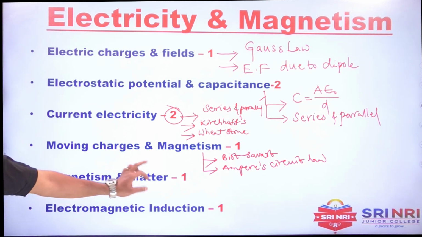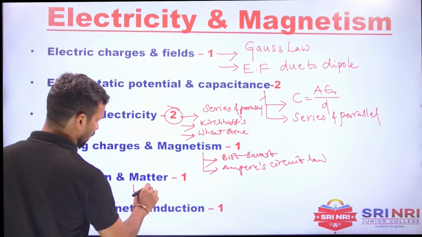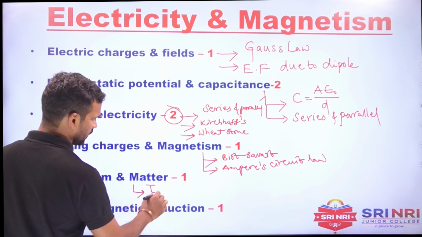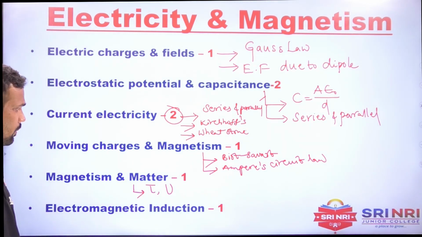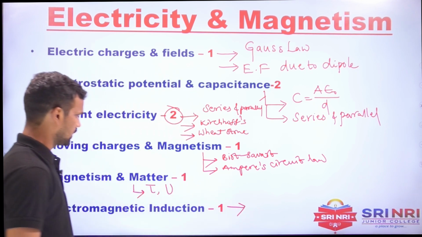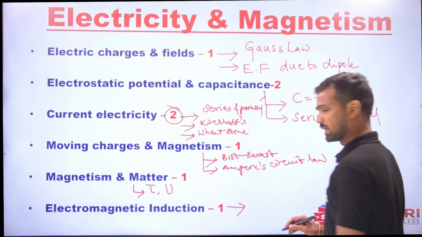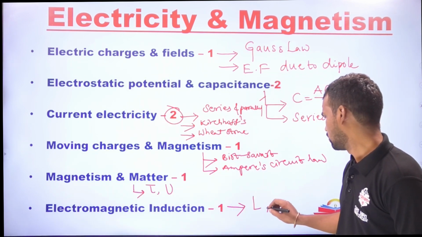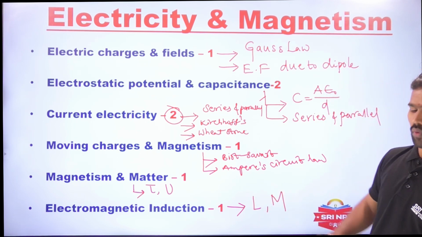Next, magnetism and matter concept. Here, finding the torque. Next, potential energy, U is equal to PE (1 minus cos theta). Based on these two topics, you can get the numericals from magnetism and matter. Next, electromagnetic induction concept, I will get here self-inductance. Next, mutual inductance topics, you can get one question here.